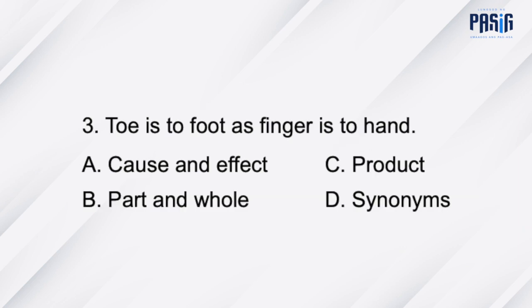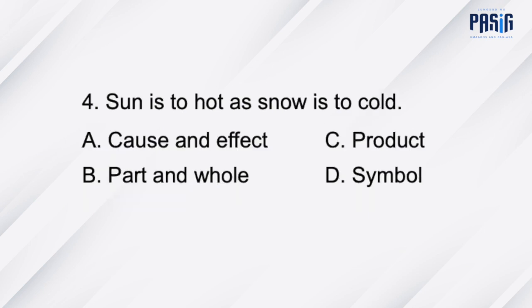Number 3. Toe is to foot, as finger is to hand. What is the relationship of this pair? Is it letter A, cause and effect, letter B, part and whole, letter C, product, or letter D, synonyms? Number 4. Sun is to hot, as snow is to cold. So what is the relationship of this pair? Is it letter A, cause and effect, letter B, part and whole, letter C, product, or letter D, symbol?